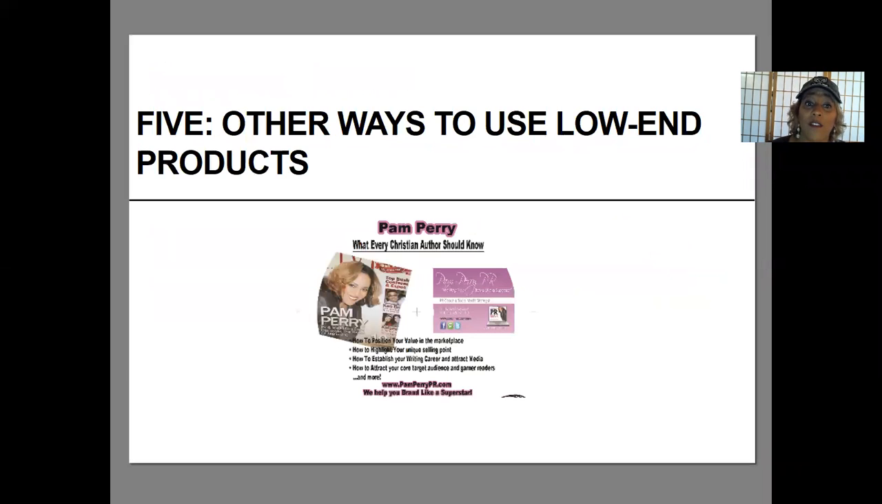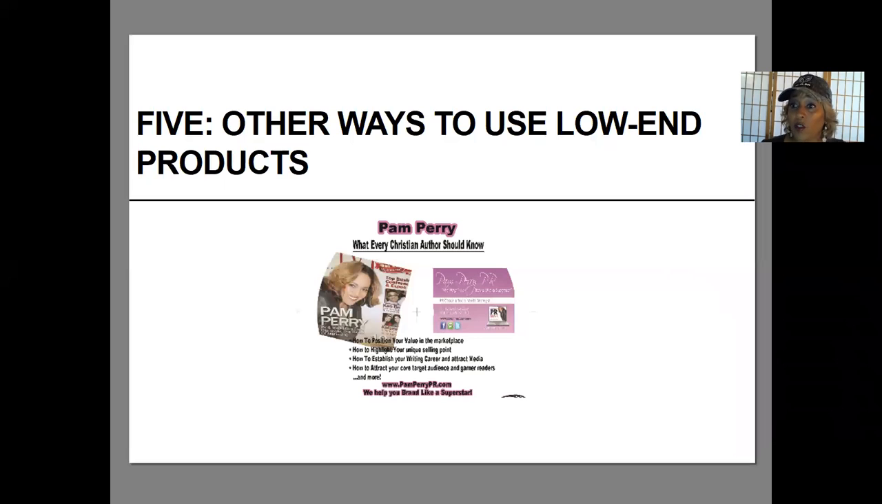So number 5, other ways to sell low-end products. This is a sample of like a CD, but it's also just an audio MP3 as well. It's an MP3: What Every Christian Author Should Know. How to position your value in the marketplace, how to highlight your unique selling point, how to establish your writing career and attract media, how to attract your core target audience and garner readers and more. So that basically is like we help you brand like a superstar. So that is one low-end product, but it's high-end value because of what it's sharing.